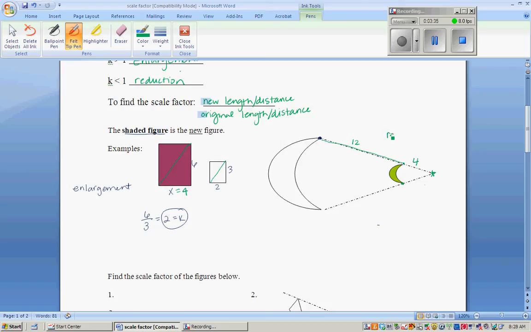We have a reduction on our hands, and we know that we need to get a small number. So let's get our original, let's get our new distance. Our new distance is just 4. So k, it's got the new guy on top, 4.